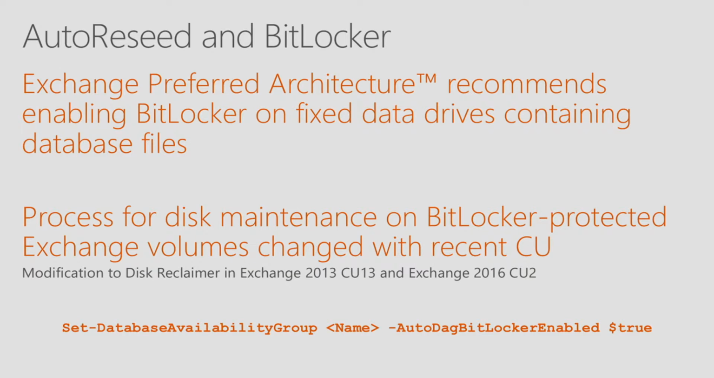So the process for deploying BitLocker on an Exchange volume actually changed in CU2, not the one we released last week, but the one before that about 3 months ago. We made a modification to the disk reclaimer, and we introduced a new parameter. It's the auto-DAG BitLocker enabled property. And that basically is how you were telling the DAG that this is a BitLocker protected DAG, and therefore you need to be aware of that and do things a little differently with respect to auto reseed because there's some encryption that needs to take place as well.